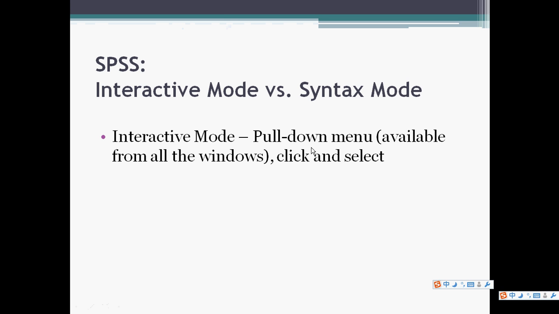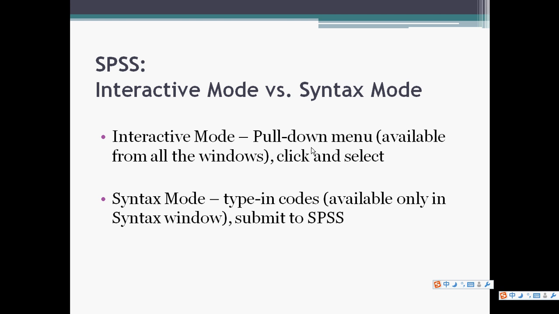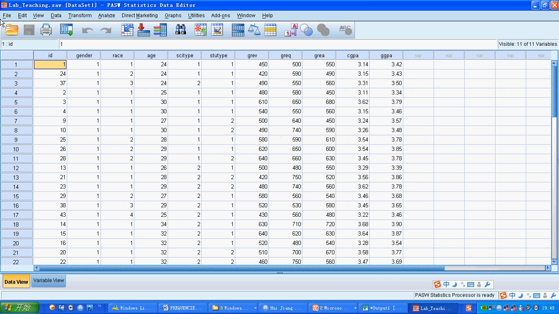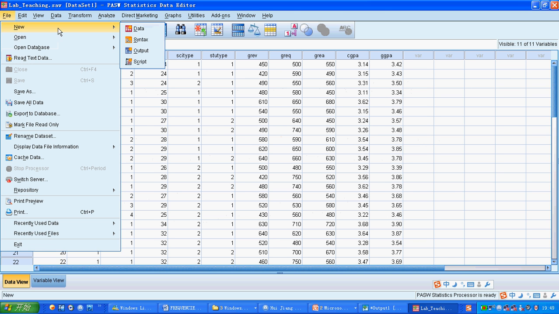However, there's another way to work with SPSS, which is using the syntax mode. In this mode, you type in code in a syntax window. Once the full code is written, it is then submitted to SPSS to get the results. For example, if we want to get the same frequency table for the variable race with syntax, you need to first open a new syntax window. Go to File, New, select Syntax.